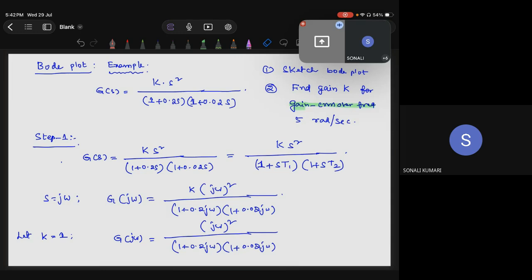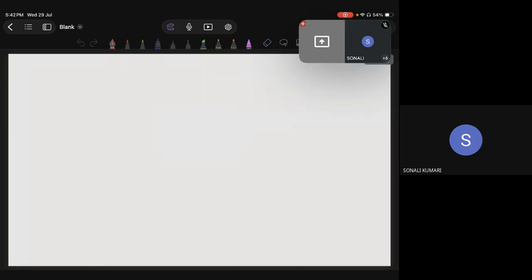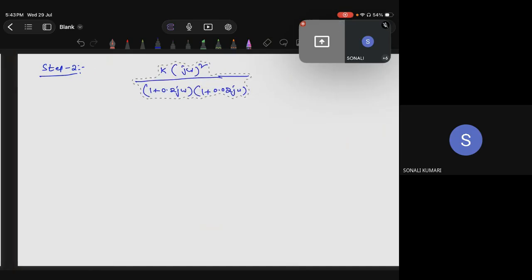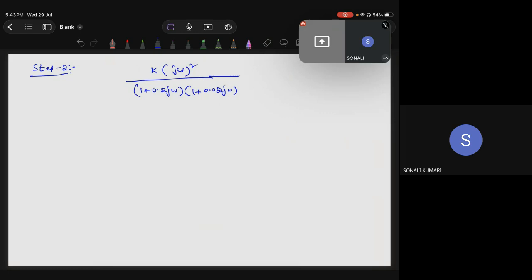So the first step is replace s with j omega. Next, second step. So step 2. Here what we do is we form a table. Let me write that function again. Transfer function. We don't have k. So this is G of j omega.